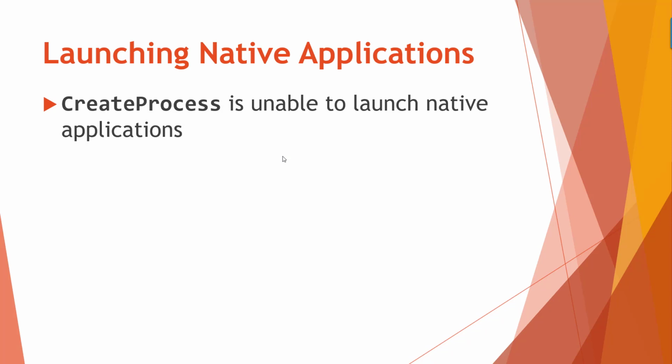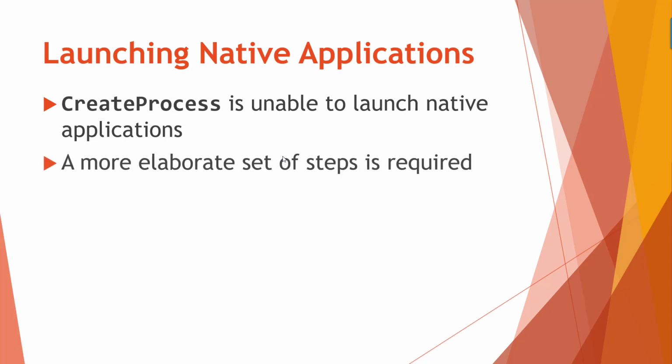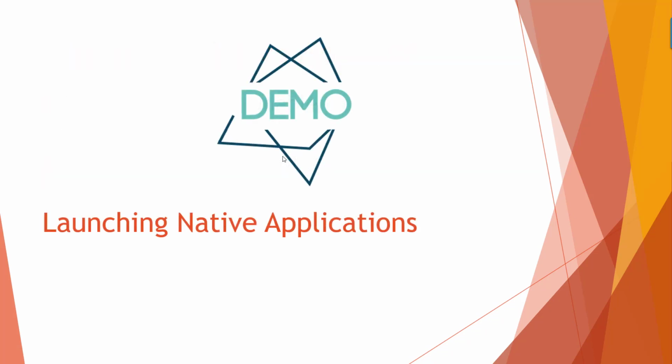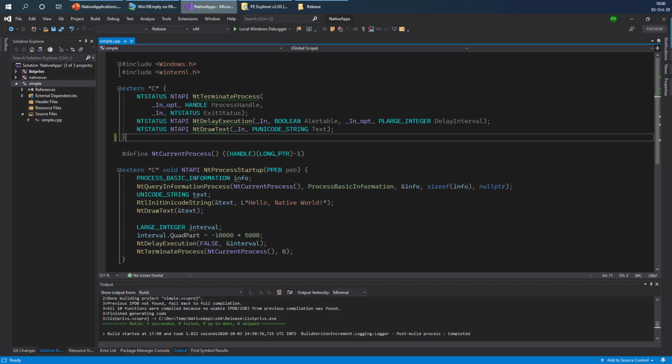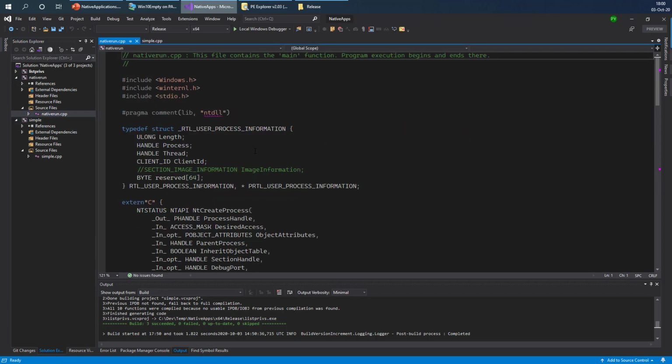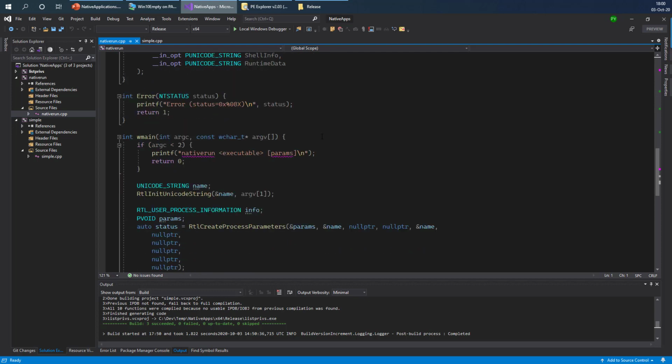Behind the covers, Explorer is calling a very famous, well-known Windows API function called CreateProcess. Unfortunately, CreateProcess is unable to launch native applications. It can only launch Windows applications. So we have to create our own launcher that knows how to launch native applications. The way to do that is to write a normal Windows application. I've created one of those, called NativeRun. It accepts a parameter in the command line which is the path to the executable you want to run, and then it just runs that as a native application.